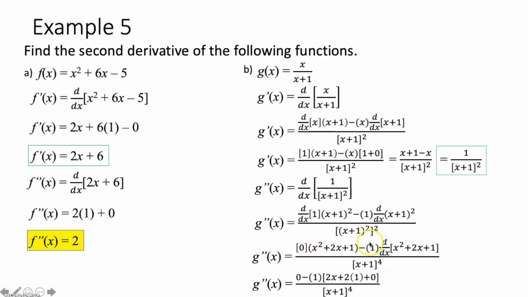Here, 0 times this just makes that whole thing 0. Now this over here just simplifies to 2x plus 2, but it's 0 minus 2x plus 2. So we have to distribute that negative to the 2x and to the 2, so it becomes negative 2x minus 2. Now each of these terms in the numerator has a negative 2 that we can factor out. And why do we do that? Because this x plus 1 to the first, we can cancel out one of the x plus 1s in the denominator. So it becomes negative 2 over x plus 1 to the 3rd power. And you're done.